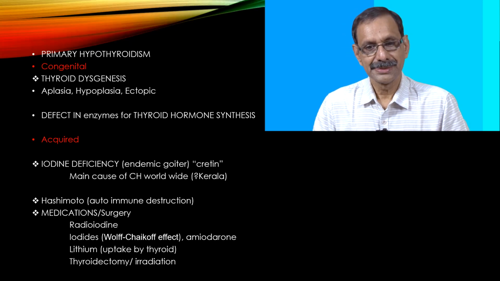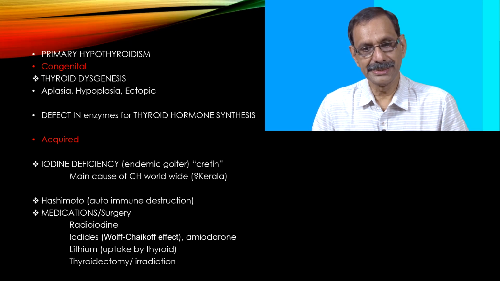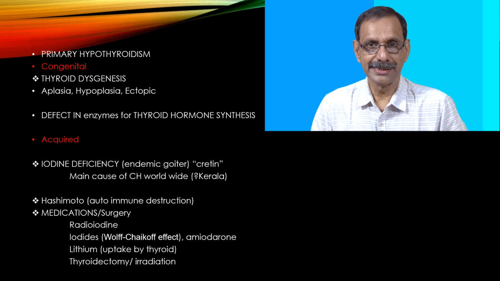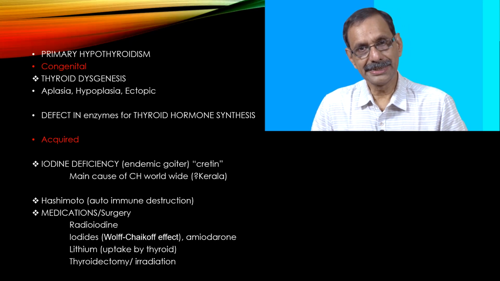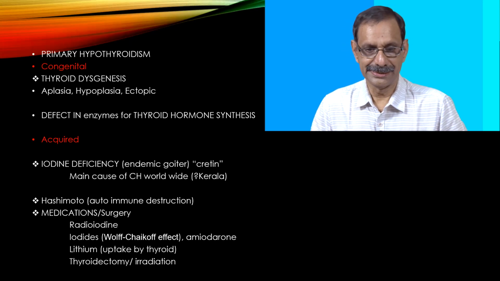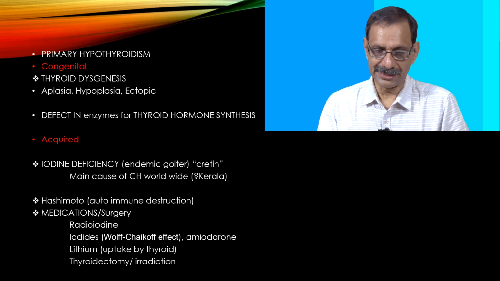So in short, congenital primary hypothyroidism is almost always thyroid dysgenesis. Acquired in developed countries is almost always Hashimoto's. In underdeveloped countries it could be iodine deficiency. So that is the summary of this slide.